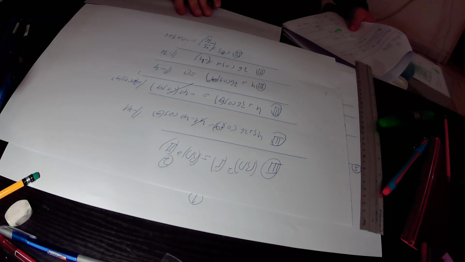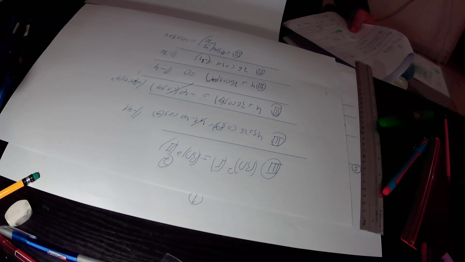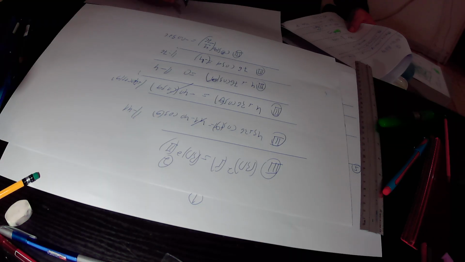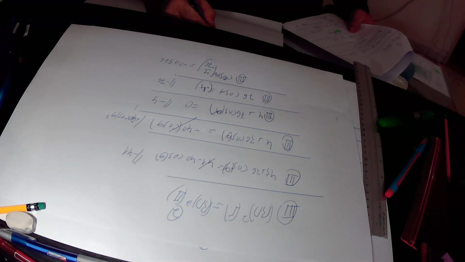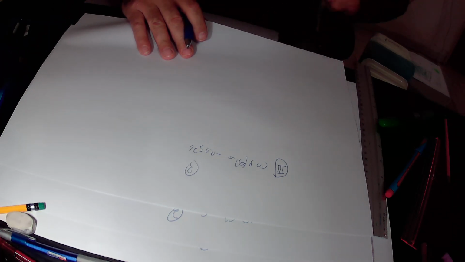So we found out that according to equation 3, cosine alpha equals minus 0.0526. Okay, now. So according to equation 3, we found out that cosine alpha equals minus 0.0526.